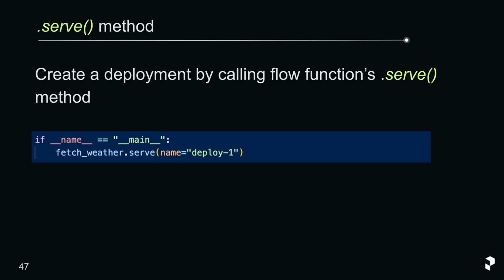How do we go about creating deployments? The first method that we're going to cover is to create a deployment by calling the flow function's .serve method. And here is an example of what that will look like. You can see we've taken our fetch weather function that we've called in our if name equals main block, and we have added a .serve method to it, and we are giving the deployment a name.